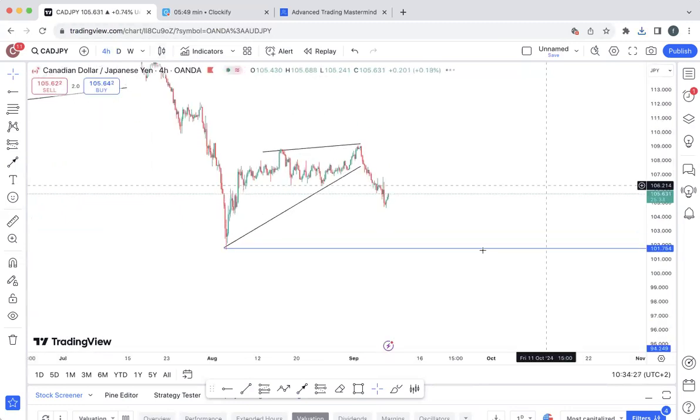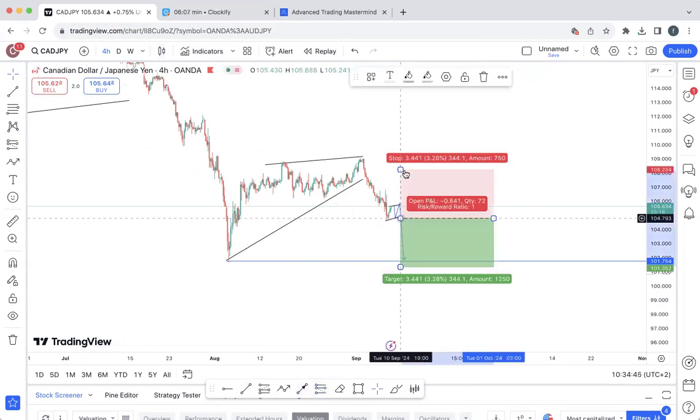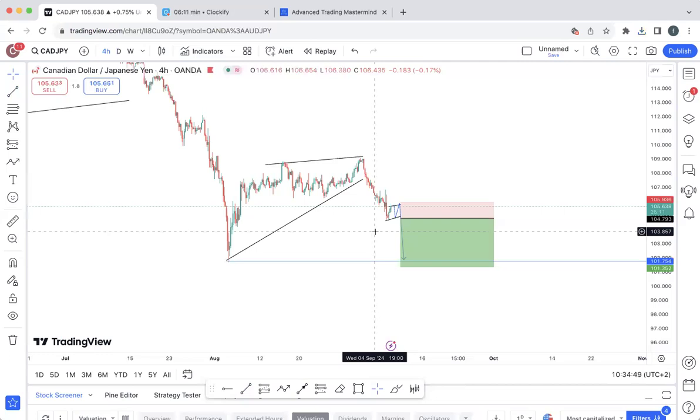So what are we looking for over here? Similar once again, we're looking for a corrective structure because we already have a continuation pattern. All that you're looking for is a simple corrective structure in the form of a continuation pattern that we can use to execute ourselves all the way to the downside, like so. So that's what we are looking for on CAD JPY.